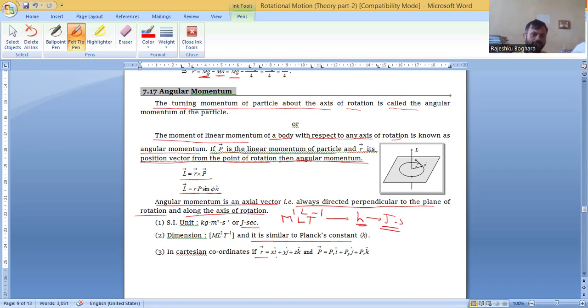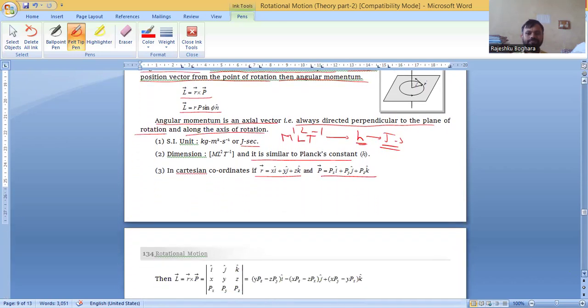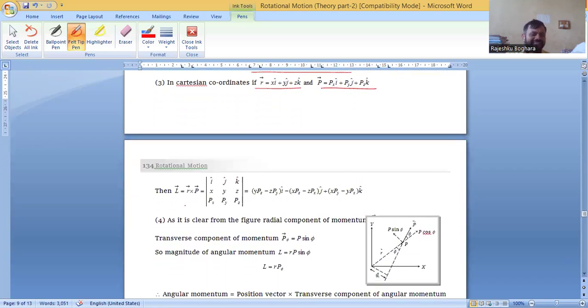In coordinates, if r equal to x, y, z, p equal to px, py, pz, then we write in a vector form. L equal to r cross p, i j k, x y z, px py pz. i (y pz minus z py), j (x pz minus z px) with a minus sign, k (x py minus y px).